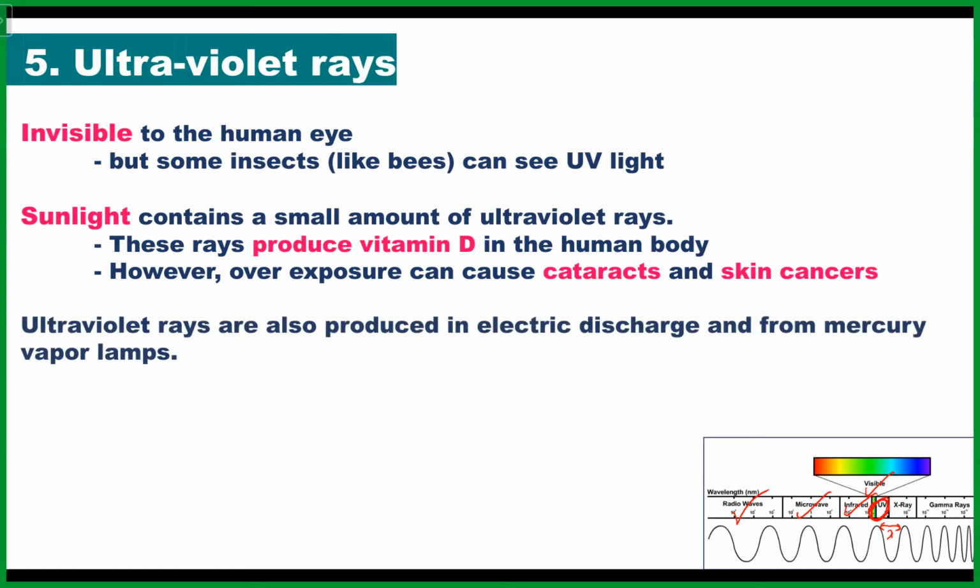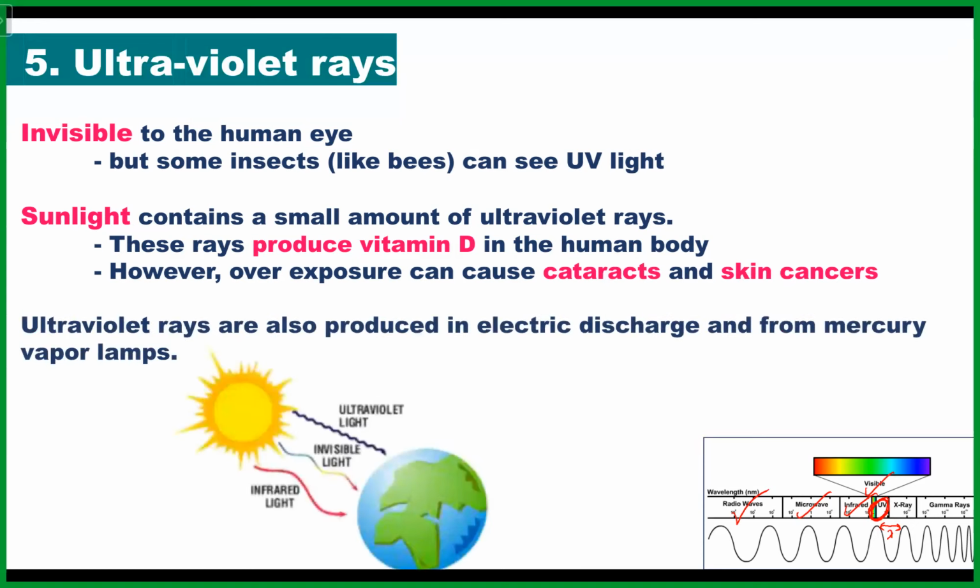Right. So ultraviolet rays are also produced in electric discharge and from mercury vapor lamps. So keep in mind that sunlight brings three types of electromagnetic waves to the earth. It brings ultraviolet rays, and it brings visible light, as well as infrared radiation. Okay, so now we are moving on to the uses of ultraviolet rays. Where and when do we make use of ultraviolet rays?